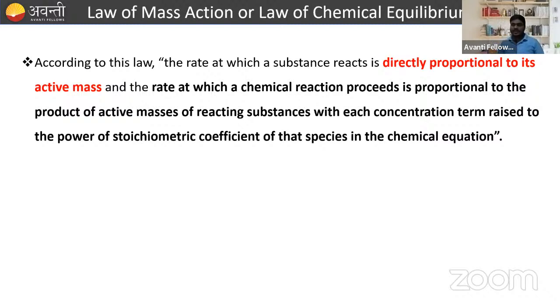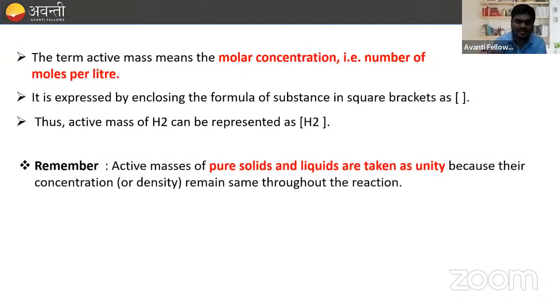So this law is very important to understand because from now, many numericals and many questions, KP, KC, we can calculate from this law only. So what is the law of mass action, or we say the law of chemical equilibrium? Basically, the rate at which a substance reacts is directly proportional to its active mass. And the rate at which a chemical reaction proceeds is proportional to the product of the active masses of the reacting species, with each concentration term raised to the power of the stoichiometric coefficient of that species in the chemical reaction, right?